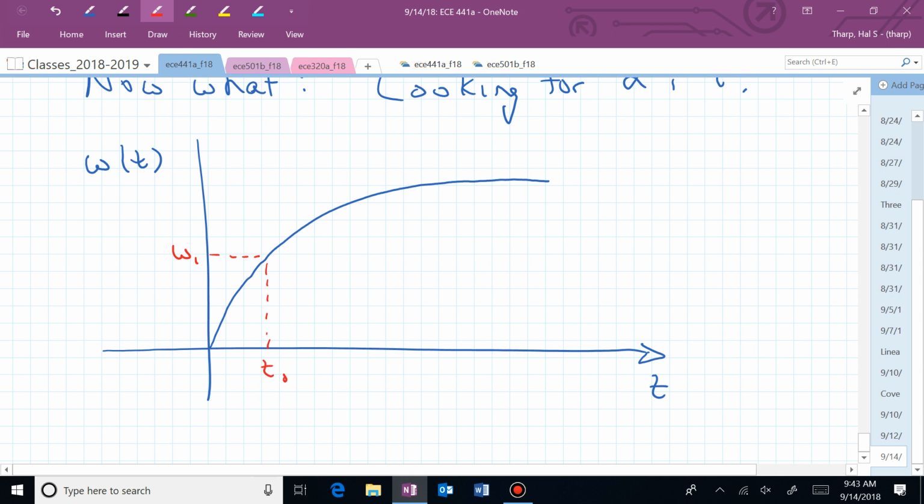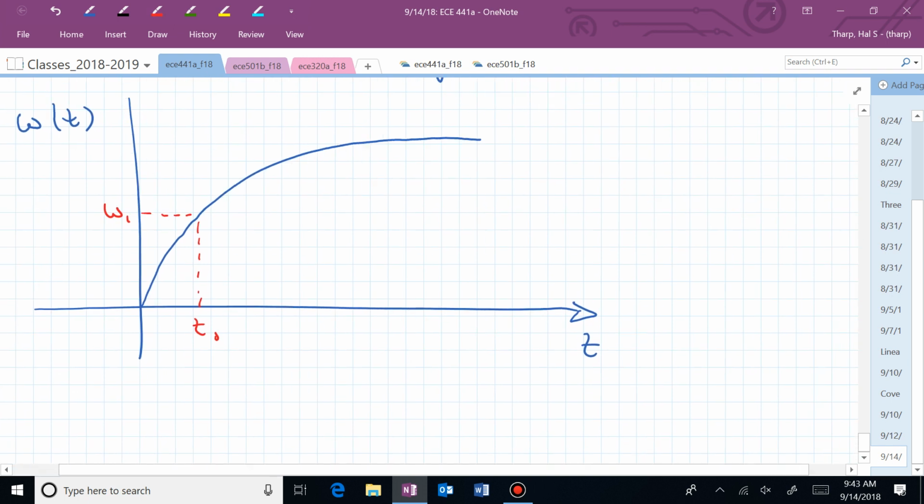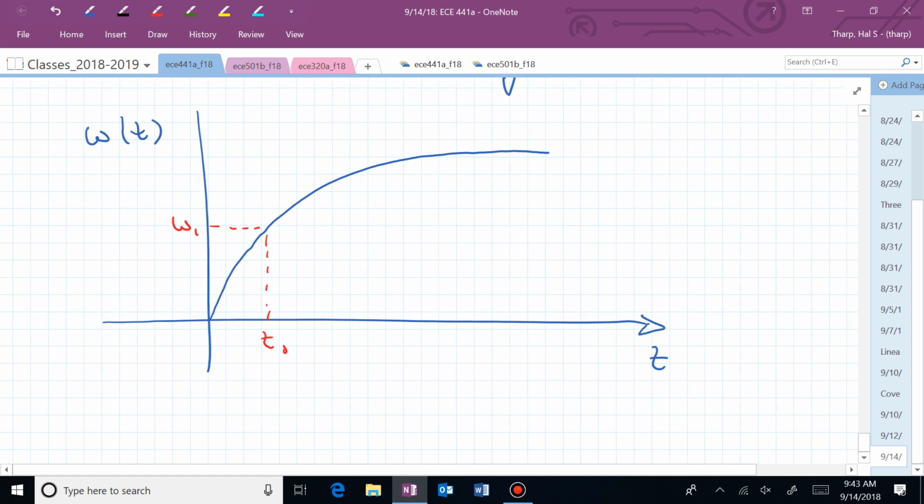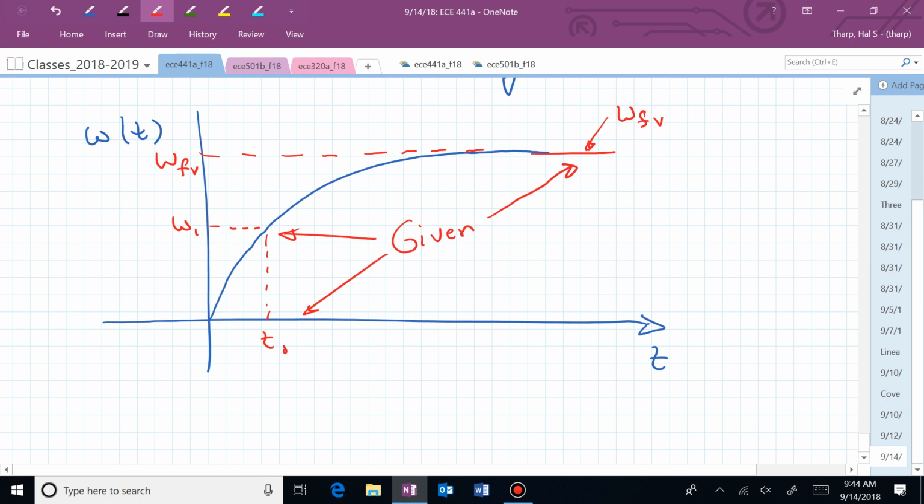And then they went for coffee or something, and then all of a sudden they come back and they tell us what it's finally spinning at. It's omega final value. And they didn't figure out when it reached that, but they did give you the final value of omega. So we were given this, that, and that.